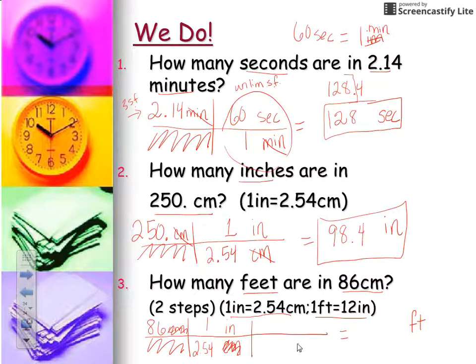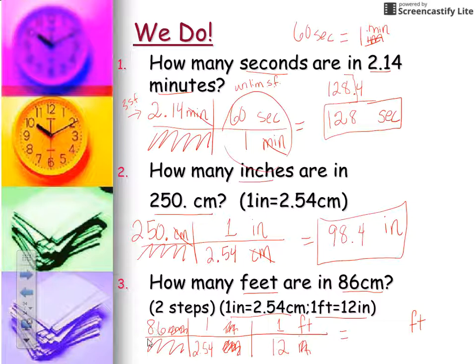So now we need inches to cancel. So place inches on bottom and feet on top. We know that 12 inches equals 1 foot. This will allow inches to cancel, and it leaves feet as our final unit. So when the unit that you're wanting to find is the last unit in the top right-hand conversion box, then you know that you're ready to plug the numbers into your calculator.